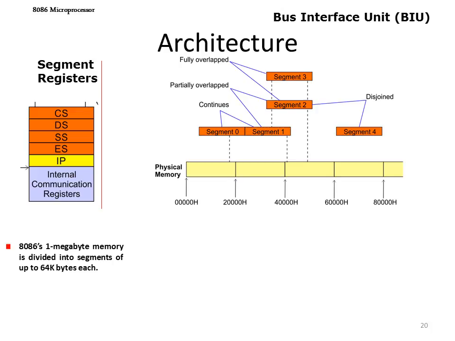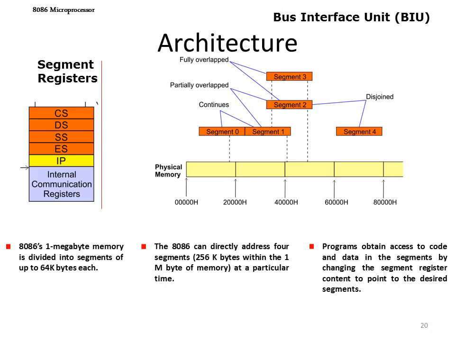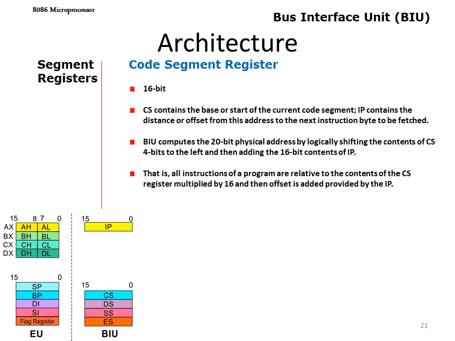8086 has 1 megabyte of memory divided into segments of 64 kilobytes each. 8086 can directly address 4 segments, that is 256 kilobytes, within the 1 megabyte of memory at a particular time. Programs obtain access to code and data in the segments by changing the segment registers to point to the desired segment. Code segment register is a 16-bit register which contains the base or start of the current code segment, and IP contains the distance or offset from this address to the next instruction byte to be fetched.